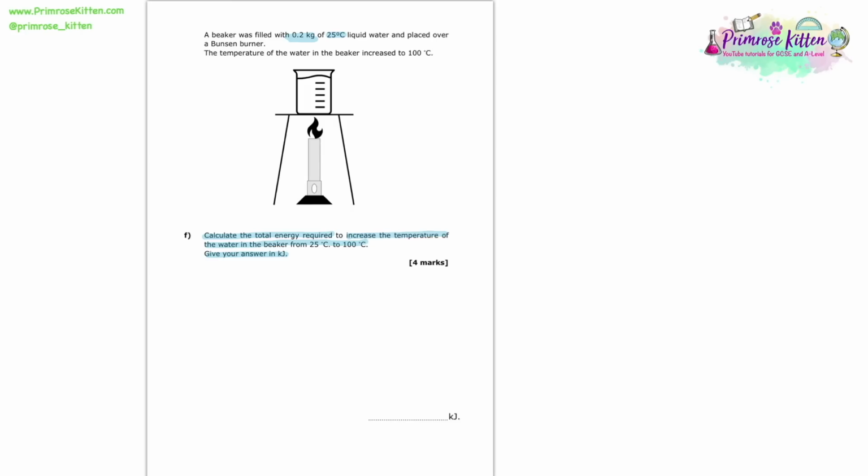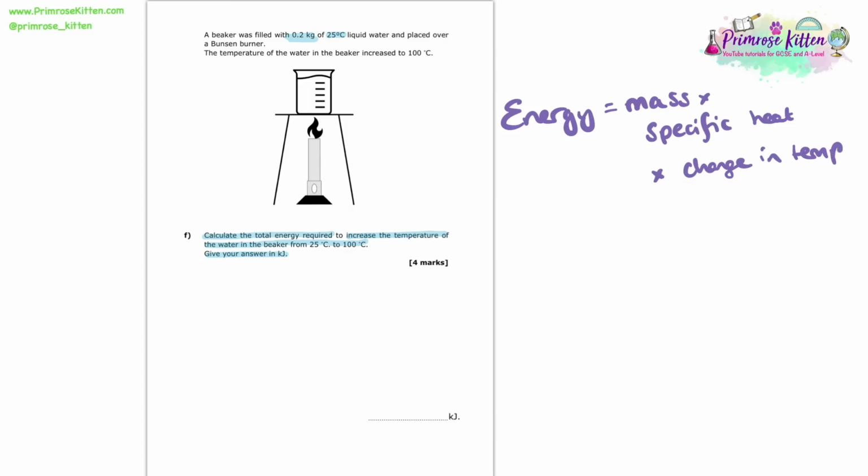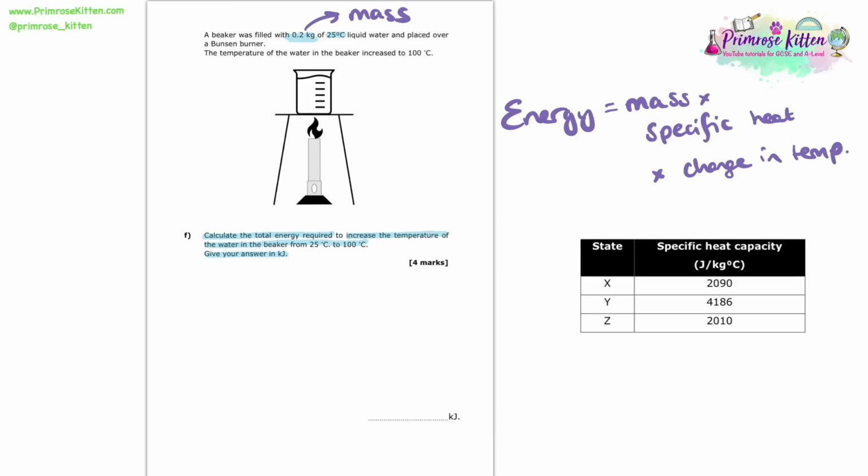So, in order to answer this question, we need to use the equation that states that energy transferred is equal to the mass times by the specific heat capacity times by the change in temperature. And so in order to answer this then, we need to identify what is that change in temperature, what is the mass, and what is the specific heat capacity. Well, first things first here, we can see that the mass is 0.2 kilograms. Now for the specific heat capacity, we need to remind ourselves of the table on the previous page.